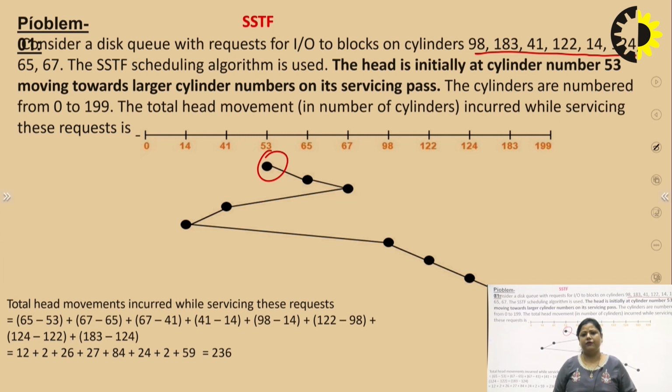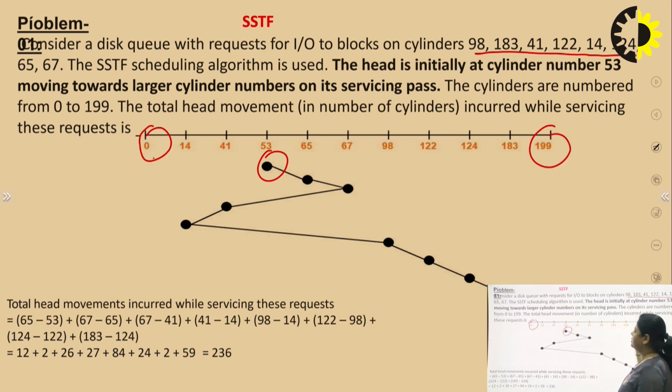The cylinders are numbered from 0 to 199. This is the range for this scheduling algorithm, and we need the total head movements in number of cylinders incurred while servicing these requests. So what we'll do here, first initially we go from 53 to 65.